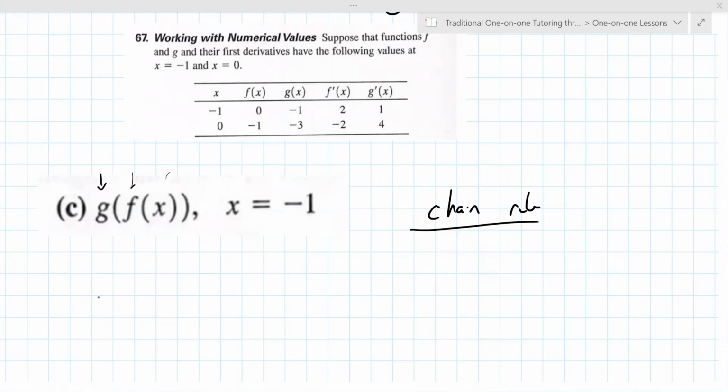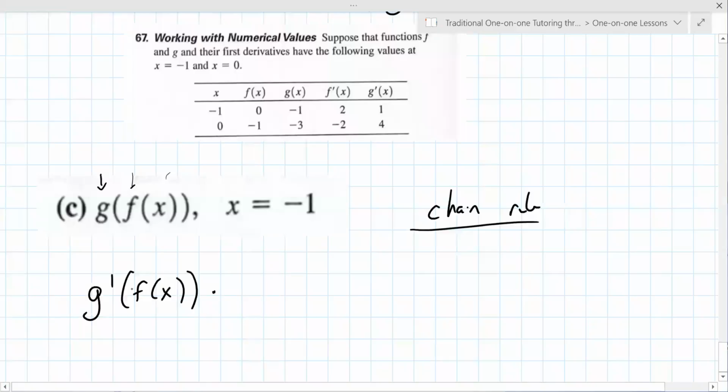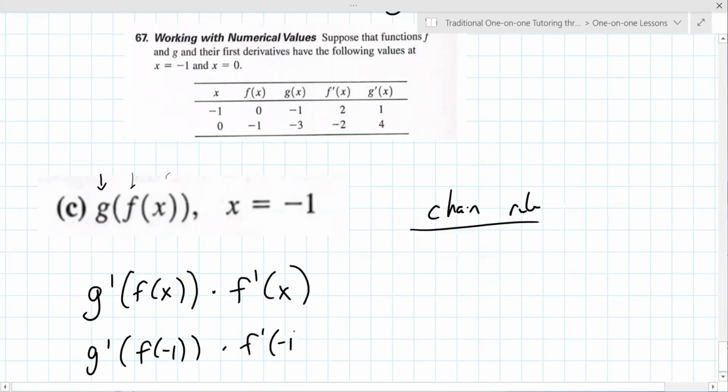All right, so let me jump in here. It's G prime, keep the inside function, times the derivative of the inside function. Okay. Yeah, so now it's G prime of f of -1 times f prime of -1.